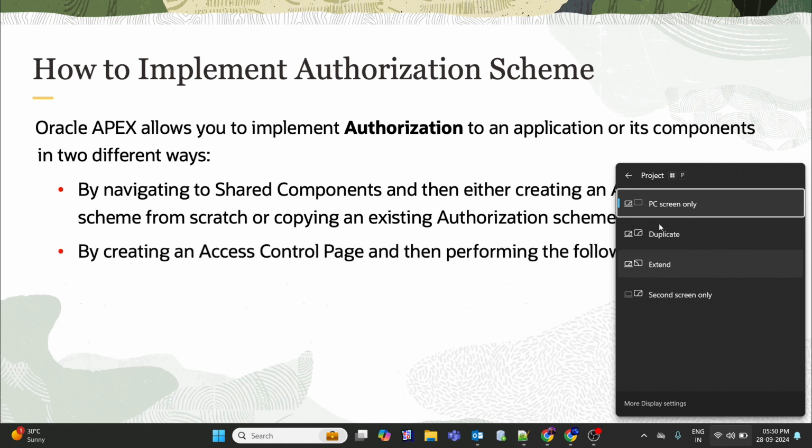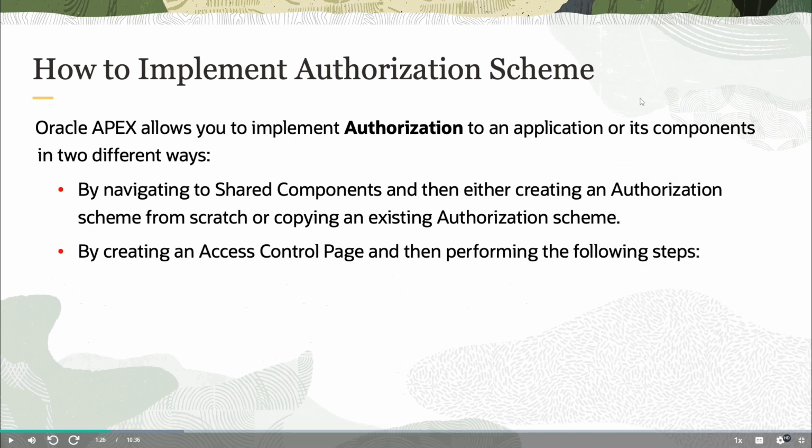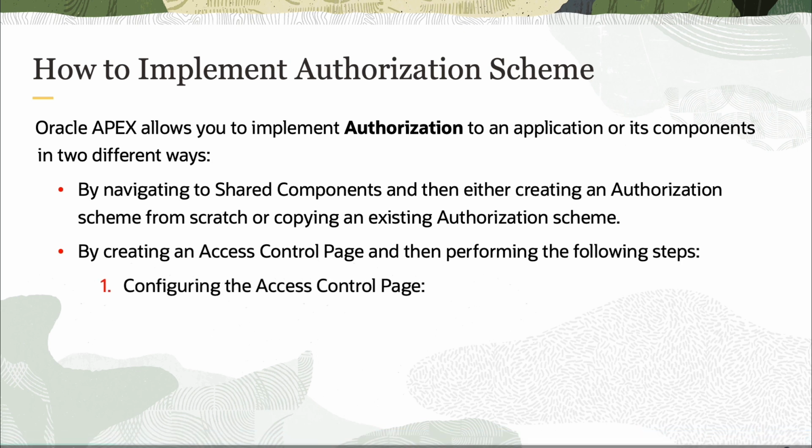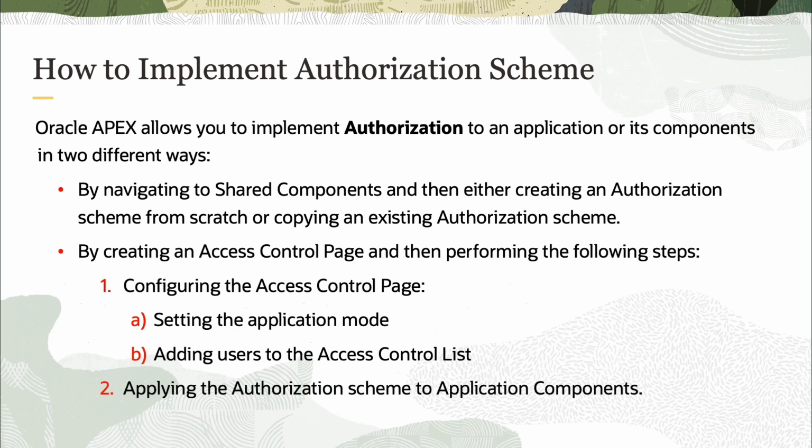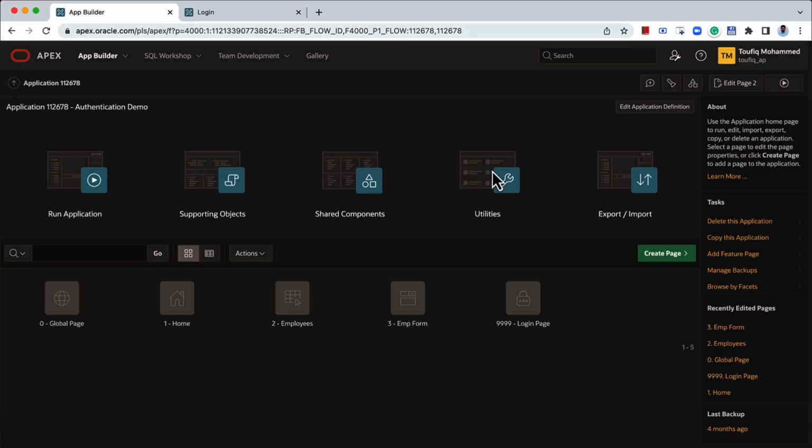The second option is by using the access control page. You can create an access control page and then configure it by setting the application mode and then adding users to the access control list. After that, we can apply the authorization scheme to application components. Let us see how to create an authorization scheme.